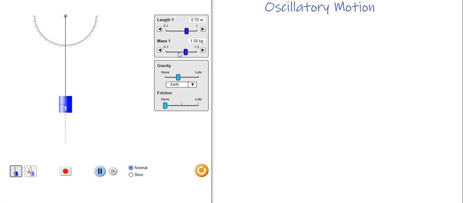So over here I have a simulator opened up from the phet.colorado.edu website. There's a link in the description below. And what we're going to do here is take a look at this pendulum. Now a pendulum is a string of some kind, usually with a mass attached at the end, and the mass is referred to as a pendulum bob, spelled like the name.